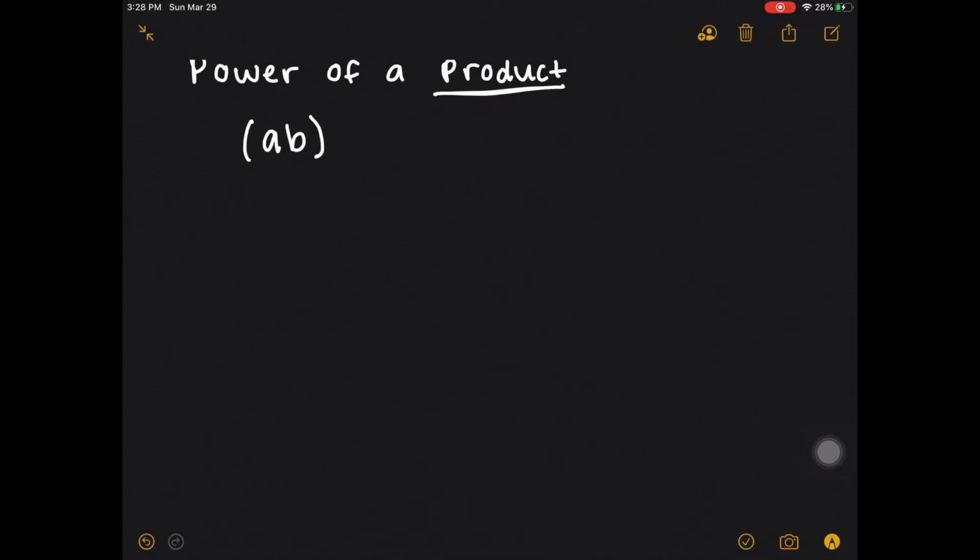All right, guys, now we're going to talk about the power of a product rule. So again, we know that we're talking about exponents, and we know that we're working with multiplication because we see that word product. So let's take a look. When we're looking at the power of a product, we're looking at something that's going to look like this. Say we've got two numbers inside parentheses to the mth power. We can then expand that to be a to the m power times b to the m power.